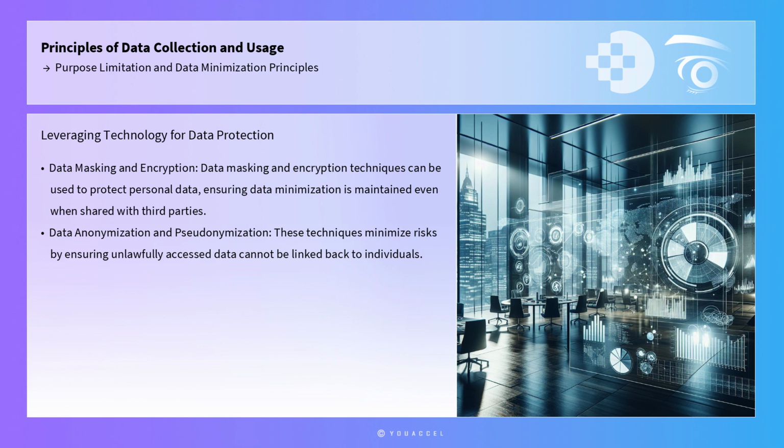Organizations can also leverage technology to support the effective implementation of these principles. For instance, data masking and encryption techniques can be used to protect personal data, ensuring that data minimization is maintained even when data is shared or processed by third parties. Data anonymization and pseudonymization are additional techniques that can minimize risks associated with data breaches by ensuring that even if data is accessed unlawfully, it cannot be linked back to individuals.